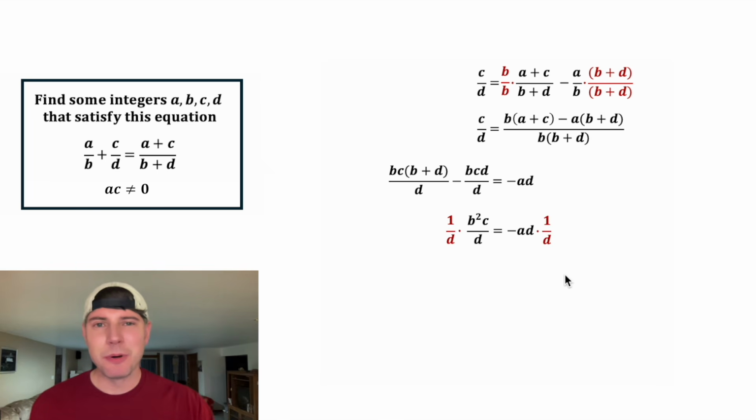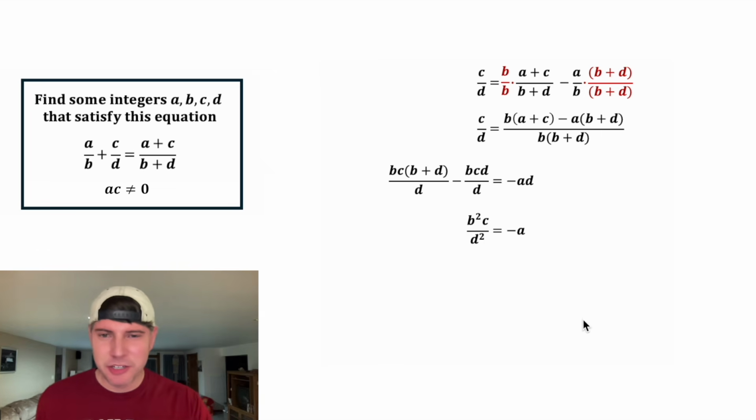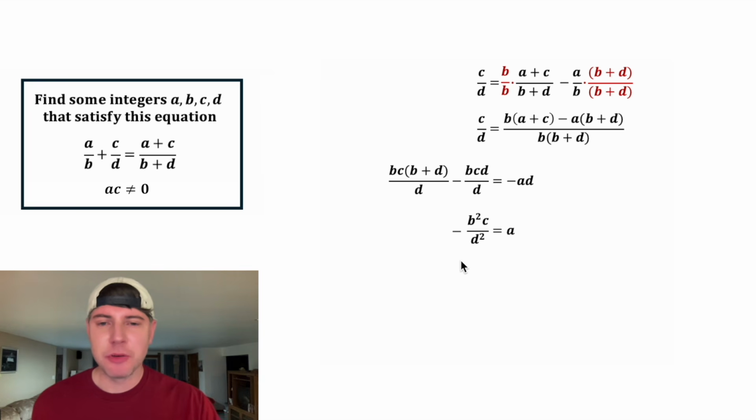And next, let's multiply both sides by 1 over d. On the left-hand side, the denominator will now be d squared. And on the right-hand side, these will all cancel each other out. And now I'm just realizing on the last step, we could have divided by negative d, but that's fine. We'll just multiply both sides by negative 1. On the left-hand side, this would be negative this fraction. And on the right-hand side, these two negatives will cancel each other out. So we have a is equal to negative b squared c over d squared.